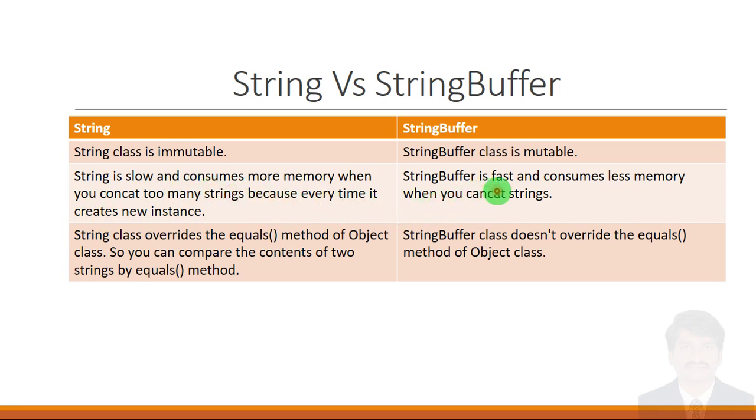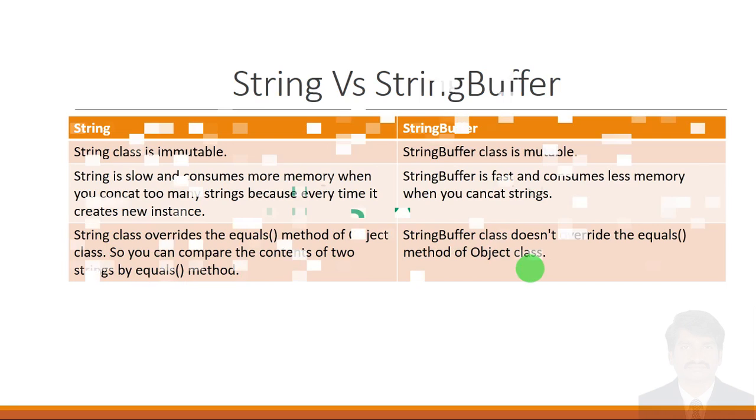String buffer is fast and consumes less memory when you concatenate strings, because every time it will add the new string to the existing string, but here it will create a new string each time when you are adding the strings. String class overrides the equals method of object class, so you can compare the contents of two strings by the equals method. String buffer class doesn't override the equals method of object class.